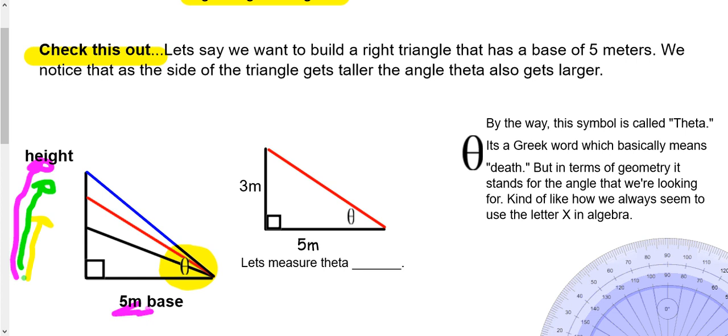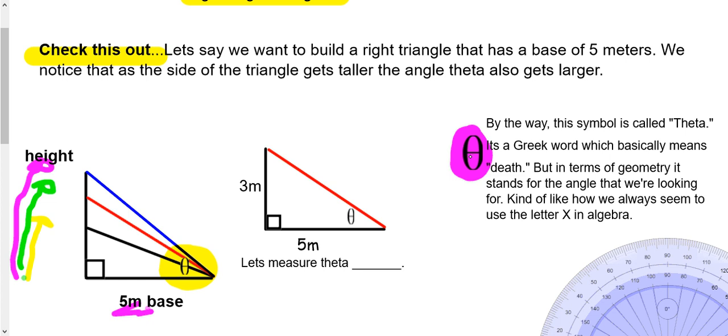Okay, now this symbol is called theta. It's a Greek word which has a big history. In their alphabet, it's like the third letter or something like that, but essentially it means death. And back in the day, if you were in front of a judge and you were convicted of a capital crime and were going to be put to death, that's the symbol they put on your arrest warrant. But in terms of geometry, much happier, it stands for the angle that we're looking for.